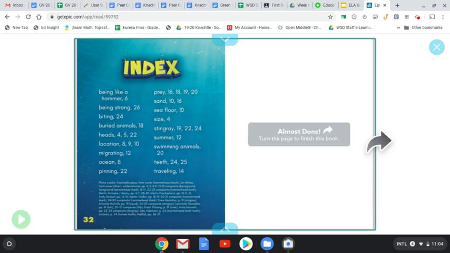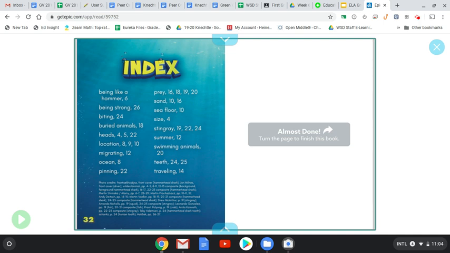And the last thing is your index. And again, the index is in ABC order, so you can find the words. So say you want to learn more about stingrays. Well, you can look here and it has the word stingray. So if you go to page 19, 22, or 24, you're going to learn about the stingray. If you want to learn more about prey, you would go to page 16, 18, 19, or 20. So if you're trying to find a specific thing, you can go to the index and look too.